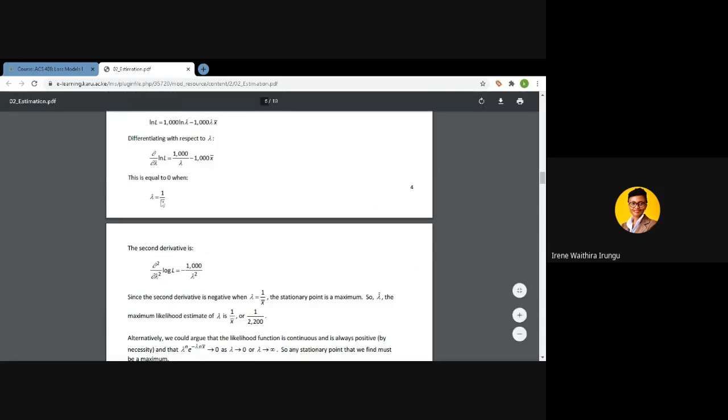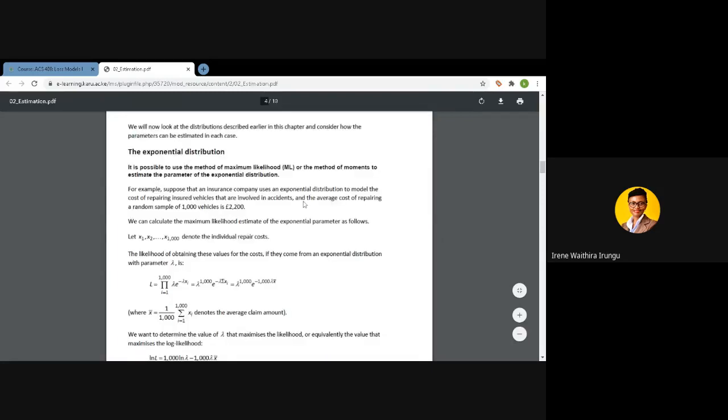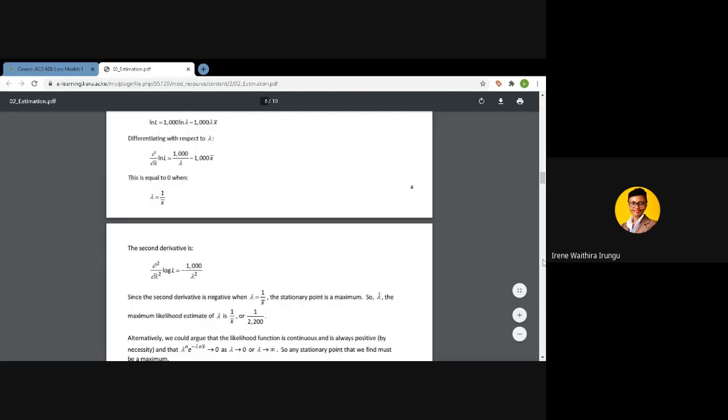So we can go back to our question. So we have already estimated our parameter with respect to a sample moment, in this case the first moment. So in our question we were told that the average cost of repairing a random sample of 1,000 vehicles is actually 2,200. So this is our x bar in itself. So it means that our estimate of lambda, which is what we have here, will be 1 over x bar, which is simply 1 over 2,200. And that is now our final result.